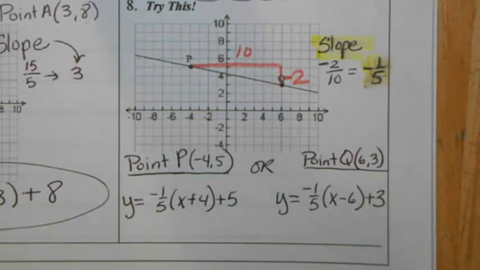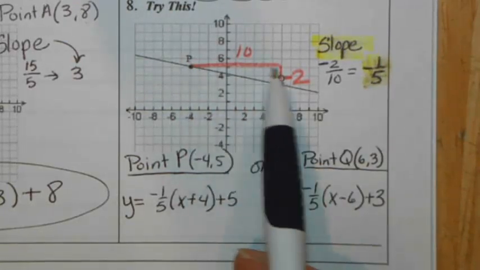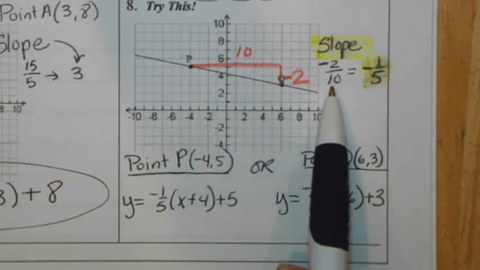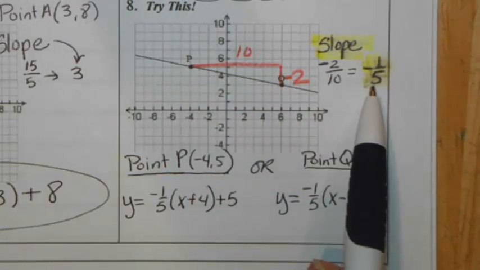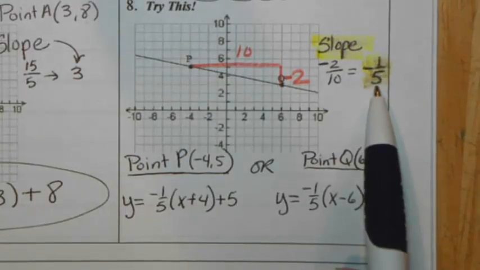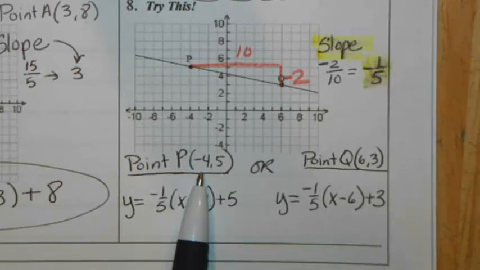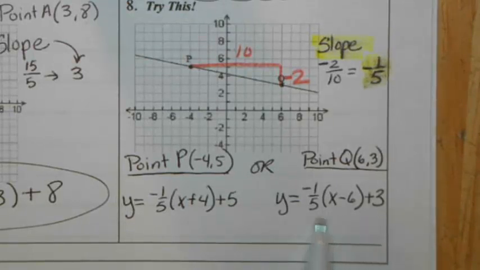Okay, let's check your results. I built my slope triangle, a rise of -2, run of 10, and that does reduce if we divide both by 2, and that gives me a -1/5 slope. So depending on which point you picked, point P's coordinates here, that gives you this equation if you chose point P. And if you chose point Q, then you've got this equation for that final point slope equation. So either one of those is right.